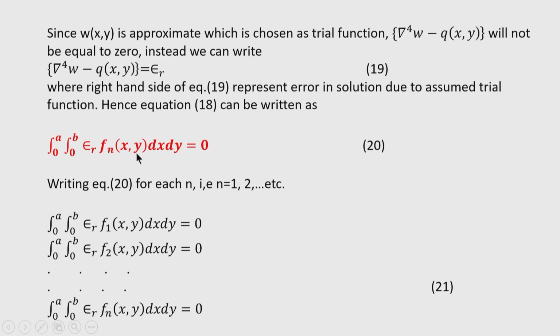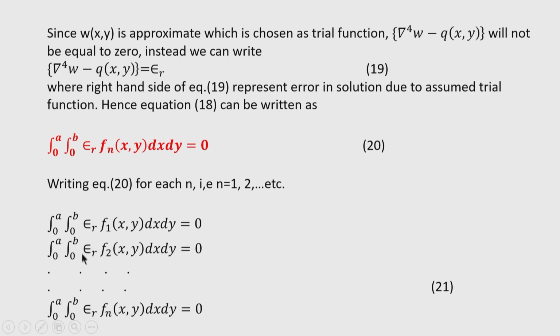Suppose we have taken a polynomial term, say the first term is x, the second term is x square, the third term is x cube, like that. That means f 1 is x, f 2 is x square, f 3 is x cube, like that. So, this Galerkin equation is formed like that, epsilon r into f 1 x y dx dy, where f 1 is a function of x y in case of plate, then epsilon r f 2 x y dx dy, like that.